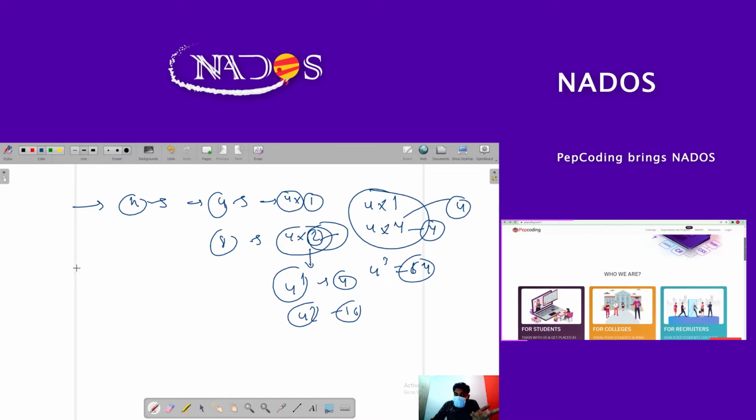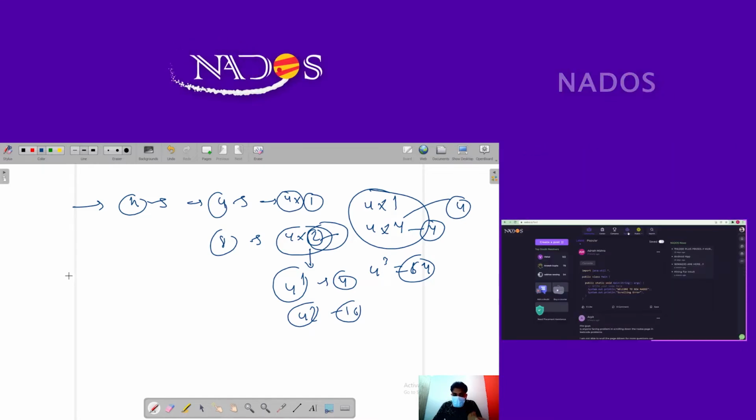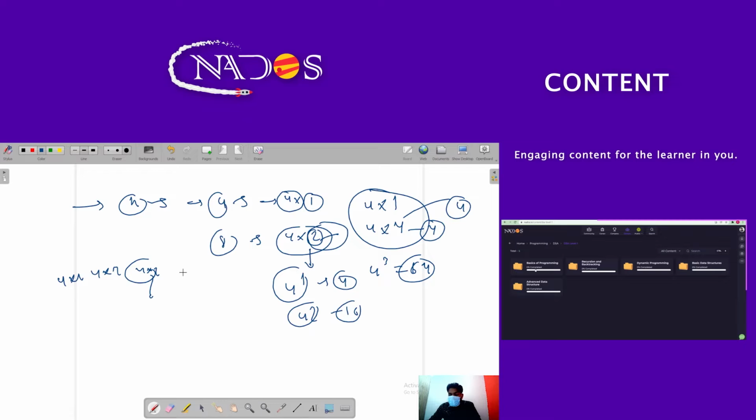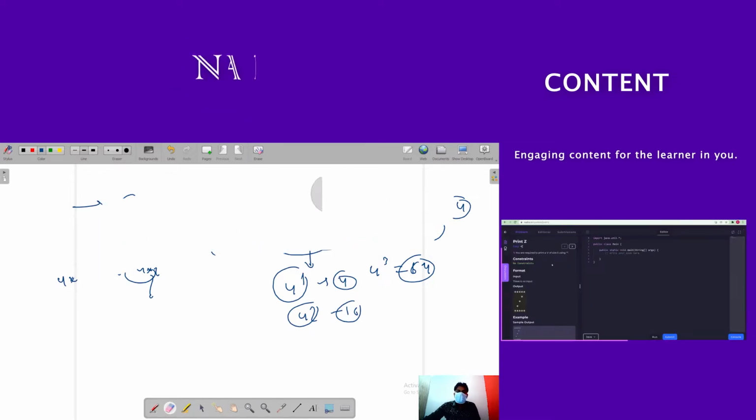What do you mean by power? Power means the same number multiplied a number of times. 4 times 4, 4 cubed. The 3 represents the power, how many times 4 is multiplied. Okay, I hope you understand. So we have to find whether any number is a power of 4 or not.